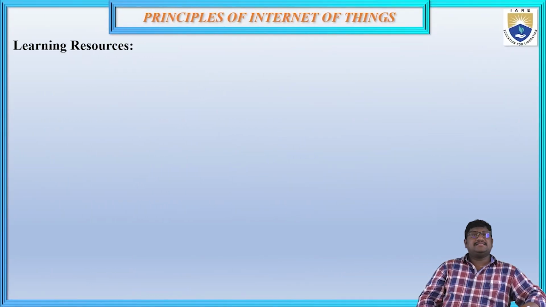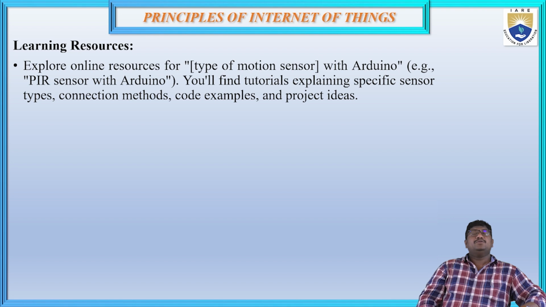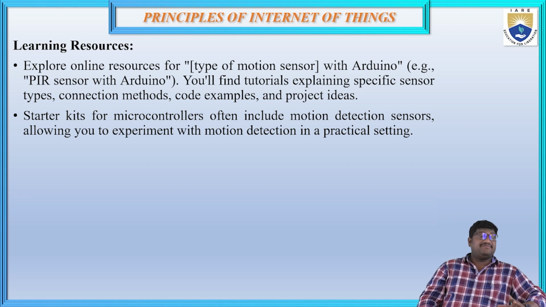Got it, guys? These are the basic applications of motion sensors which are used in our IoT industries. Additionally, these resources might be helpful for improving your learning experience. Explore online resources on types of motion sensors with Arduino, for example the PIR sensor with Arduino. You can find any number of tutorials, and with that you can also learn. As I told you, for every kind of sensor there are starter kits with a microcontroller, which help us perform experiments using motion detection in practical settings.